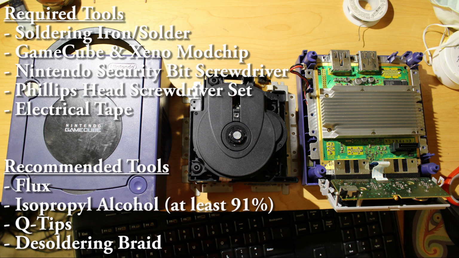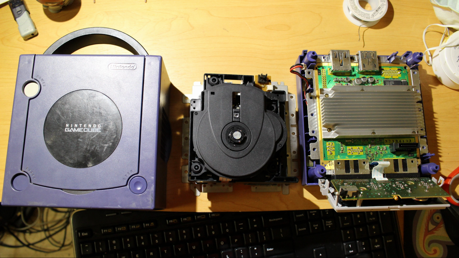Now, I'm not going to be showing you all how to take apart the GameCube, so this will assume that you already have it open, but trust me, it's quite easy to do. If you need any help with it, I actually used iFixit's guide, so I will link that guide down below in the description. What we're going to need to do is get the laser and the drive assembly off of there, because this mod chip solders directly to the back of the drive assembly.